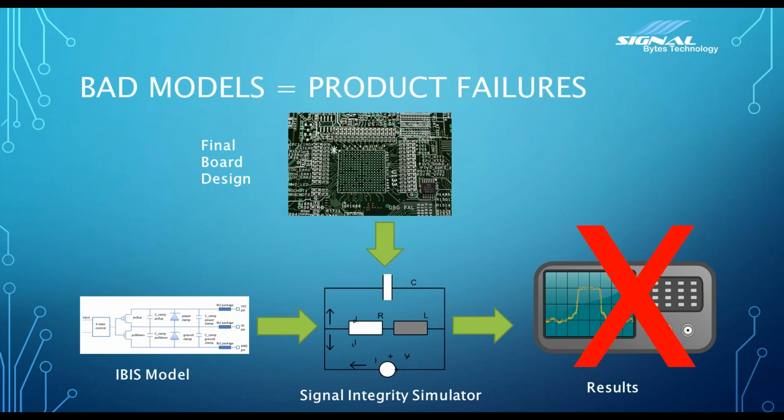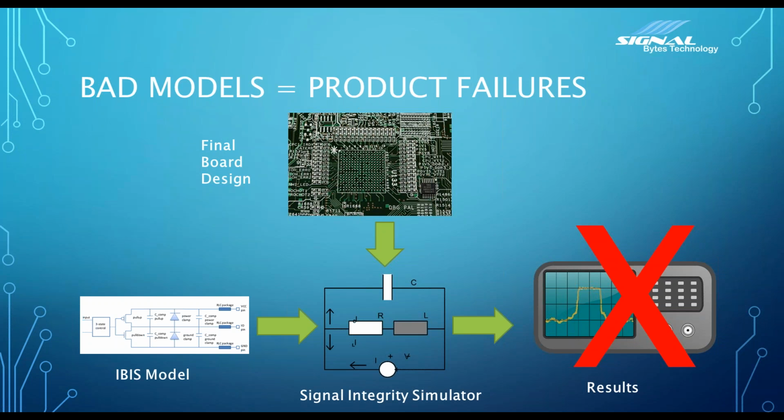Right, and so I'll give you an example of an actual product failure I've seen in the field. A company had a board design, they had an IBIS model, they did signal integrity simulations, they had results, they thought the results were good, they got their boards back, they started to bring up, and then they noticed that they had a lot of reflections, a lot of ringing, and they were having a lot of problems with signal quality. It turns out the IBIS model had the wrong drive strength and edge rate. It was a stronger driver and a faster edge rate than they thought they had. And so that was causing excess ringing.